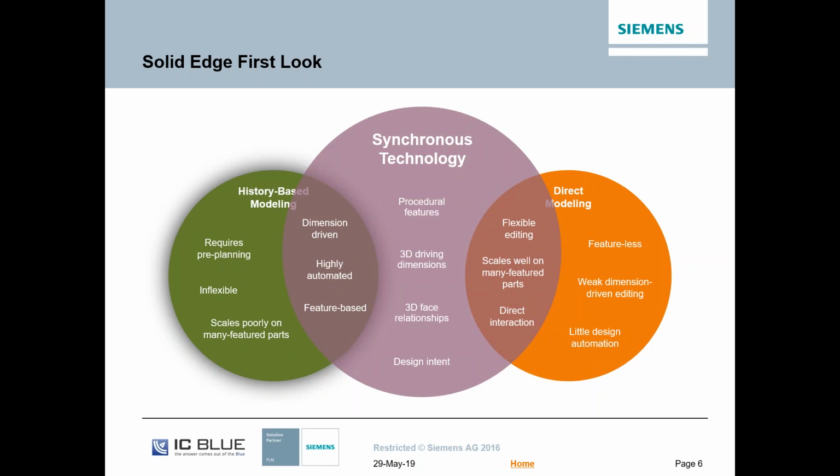What Solid Edge has done is they brought their own technology in, and they called it synchronous technology. It took the best of both of these modeling types, so the dimension-driven, highly automated, feature-based, flexible editing, the many featured parts scaling, as well as direct interaction, and you ended up with a system that allowed you to have procedural features, 3D-driven dimensions, and 3D face relationships, as well as design intent. So I'll refer to this feature within Solid Edge. It is a bit of a controversial one. Some people don't like it, but one of the things I hope to show you today is how you can leverage it to speed up your design process.